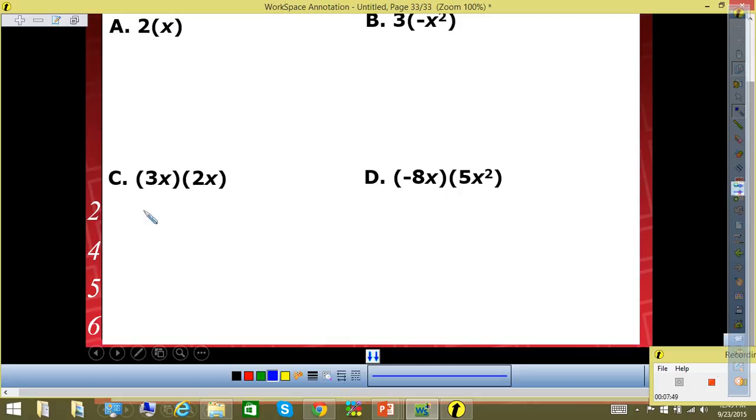All right, here we go. Distributive property. We circle the 3, show with an arrow. 3 times 2, that's 6. Circle the x. X times x, that is x squared. Yeah, that's what we're doing.